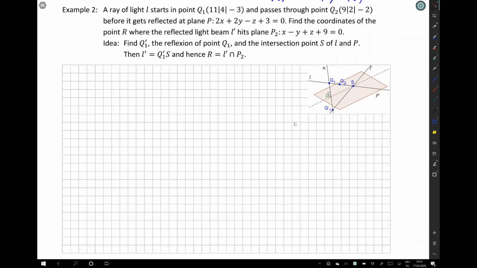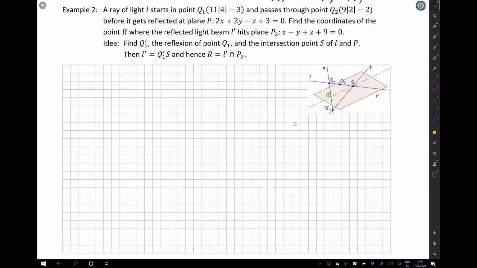In example 2, we're given a ray of light L through 2 points through which it passes, Q1 and Q2. This ray of light gets then reflected at the plane P and continues as ray L', and it hits then a second plane P2, and we want to know where it hits that plane, in what point.